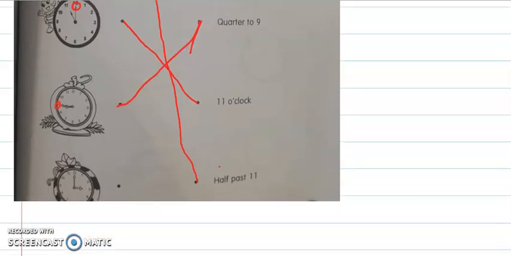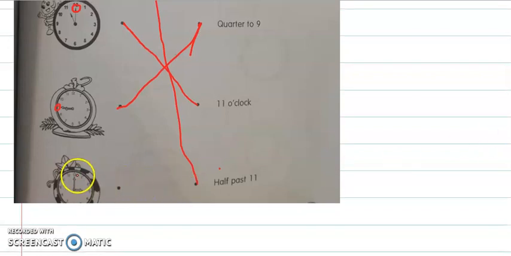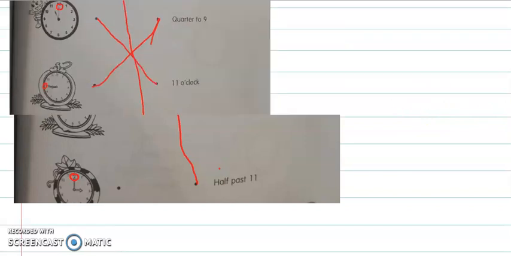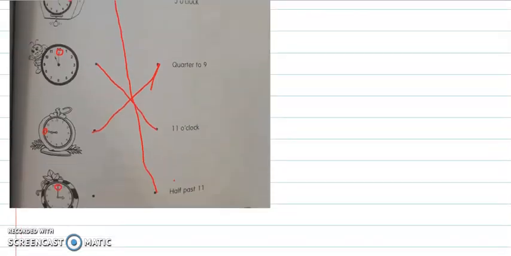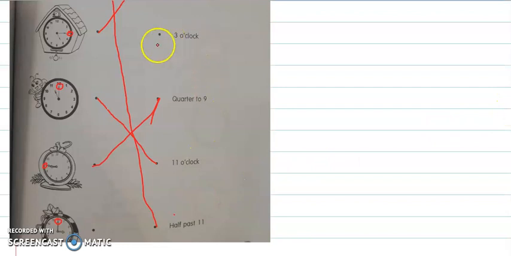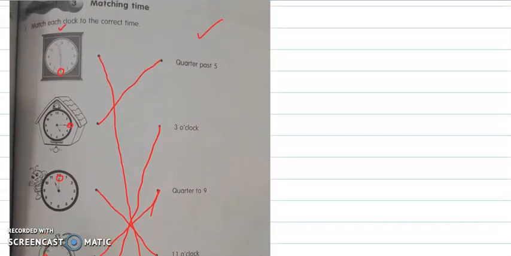And then the next one, the minute hand is at 12, so it means it is o'clock. And the hour hand is at 3, so it is 3 o'clock. And here we have 3 o'clock. Let me just zoom in. Here I have 3 o'clock. So you can match it with this one. So this is how you will read the time from an analog clock.